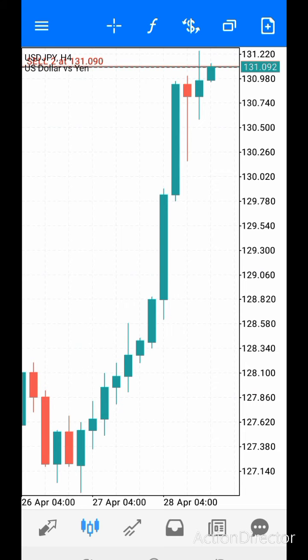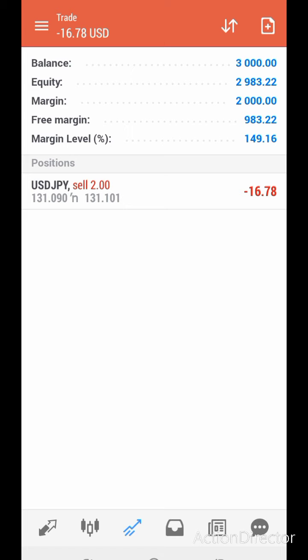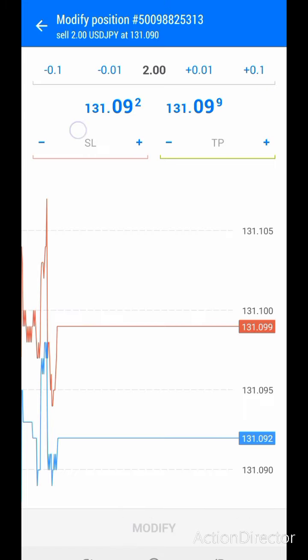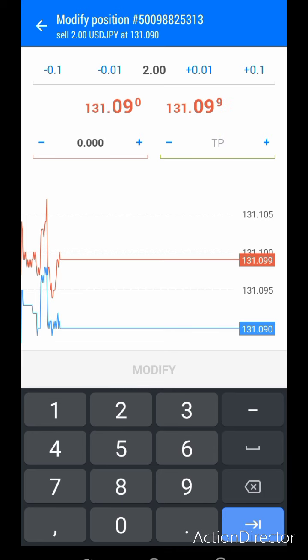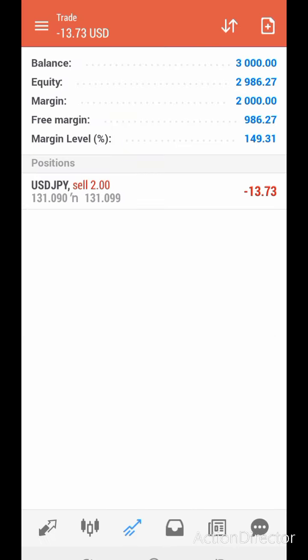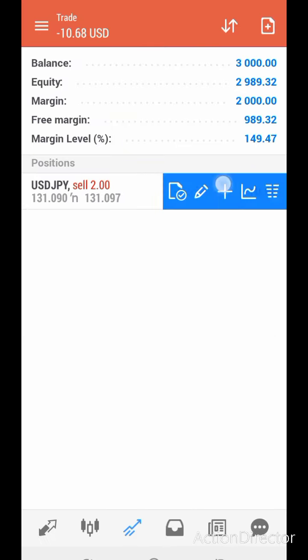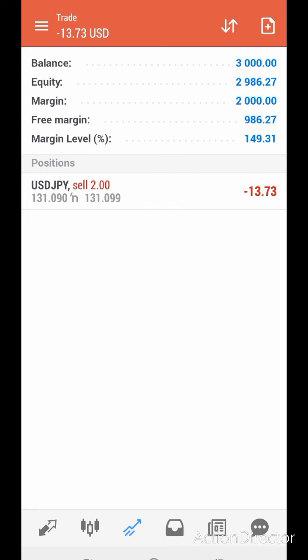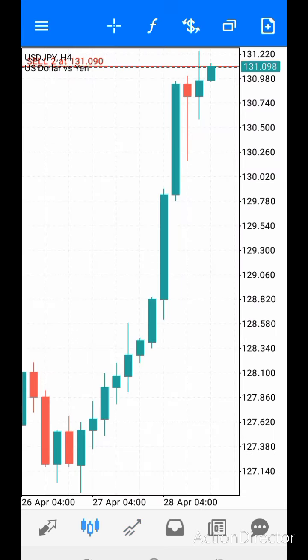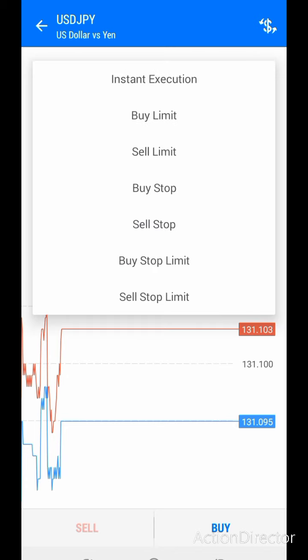All right, so that is it for instant execution. You can go ahead and put your stop loss here and put your take profit. I will go ahead and delete it. I don't have to delete it though. So the next one happens to be buy limit.